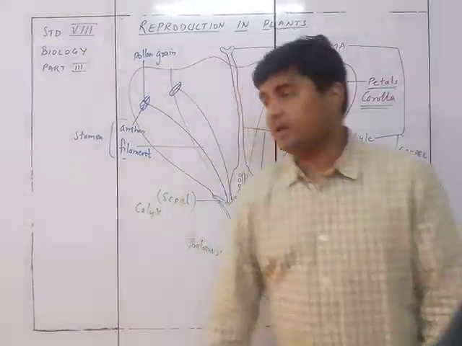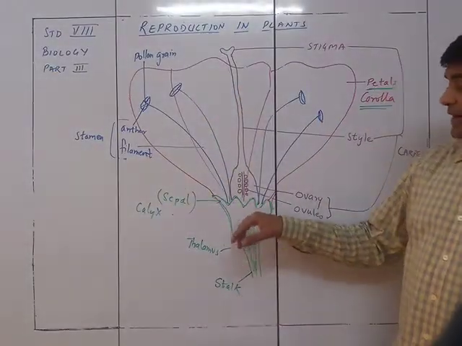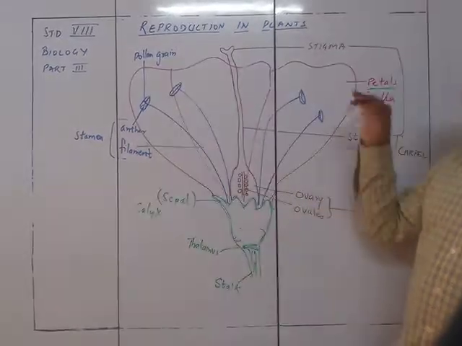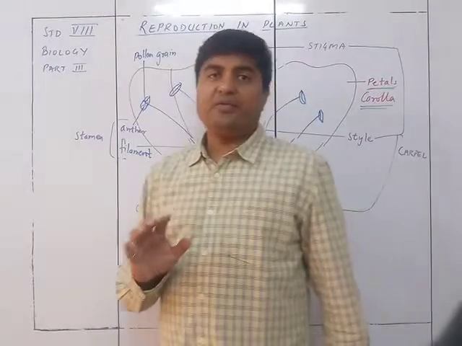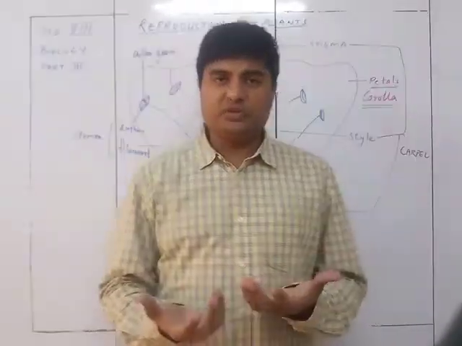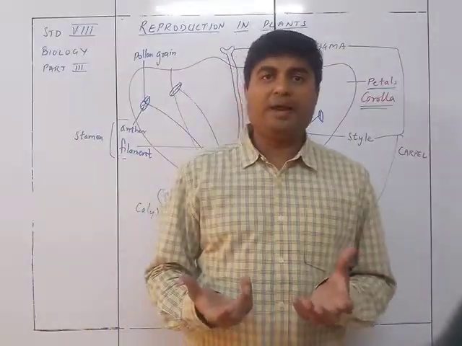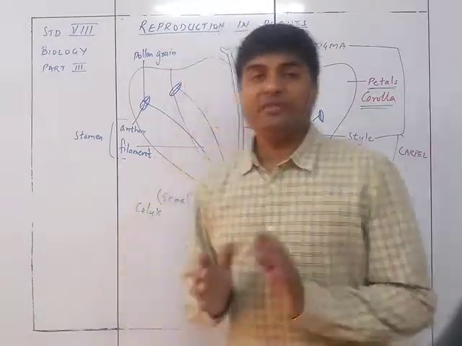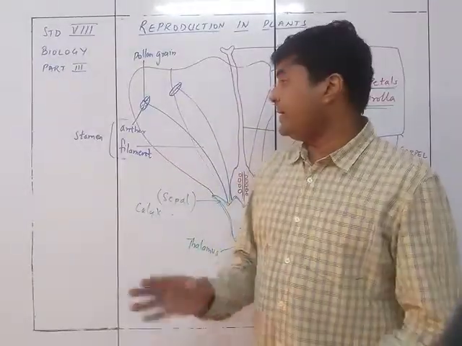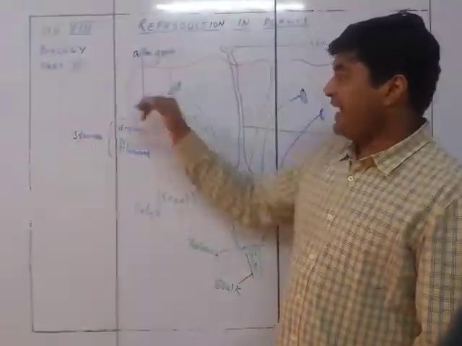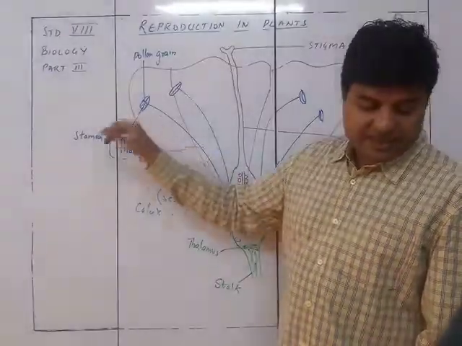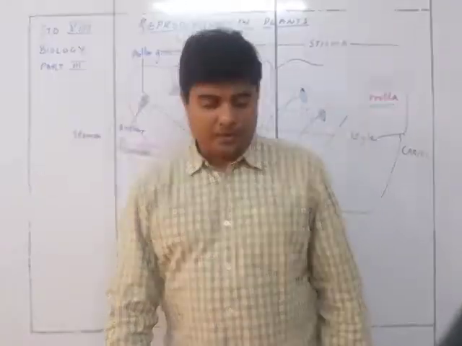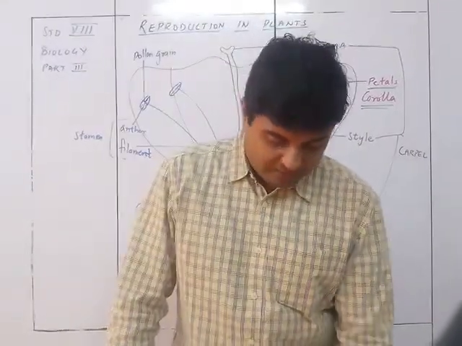So we can see that up till now, the thalamus, calyx, and petals were not involved in reproduction. They were the accessories available for the male and the female parts. The male part is the stamen, that is the anther, and the pollen grain is the main thing. So we can say the stamens are the male reproductive parts of the flower.